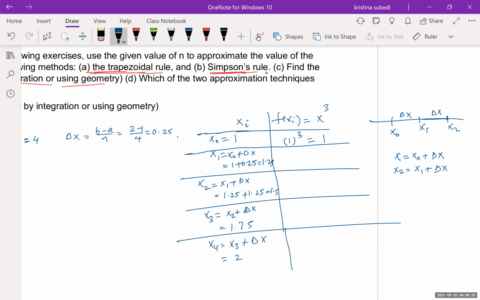So now your function is x cubed. For x equals 1, it will be 1 cubed. This one is 1.25 cubed, and I want you to calculate 1.5 cubed, 1.75 cubed, and 2 cubed. Type your answer in the chat box.